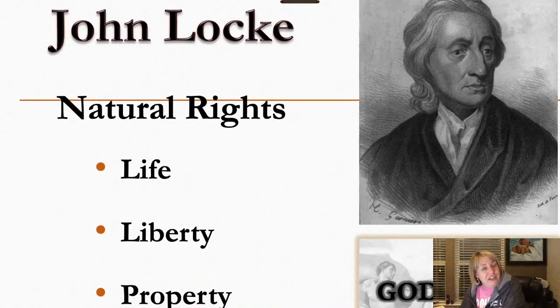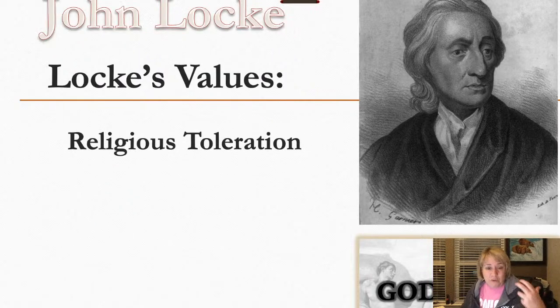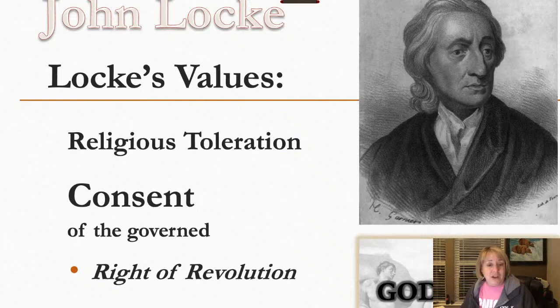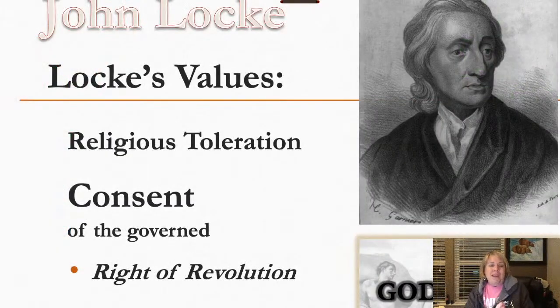The other one is the Enlightenment, and this is what we talked about the other day. I talked about John Locke and natural rights, the rights of life, liberty, and property. What John Locke is saying is these are God-given rights, and the government can't take those away. In fact, it's government's job to protect those rights. And his values are basically, remember I said, religious toleration, consent of the governed, and right of revolution.